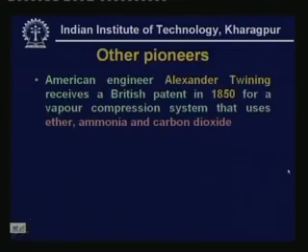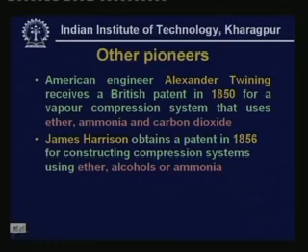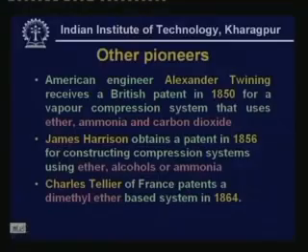Now let us look at other pioneers. Alexander Twining in 1850 suggested Vapour compression systems that use, apart from ether, ammonia and carbon dioxide. Then James Harrison obtained a patent in 1856 for constructing Vapour compression refrigeration systems using ether, alcohols or ammonia. In fact, James Harrison's machines were very successful, and he is the man who really commercialized Vapour compression refrigeration systems. Then Charles Tellier of France patented a dimethyl ether based system in 1864. Dimethyl ether has a lower boiling point compared to ethyl ether, but the major problem with this is that it is also toxic.